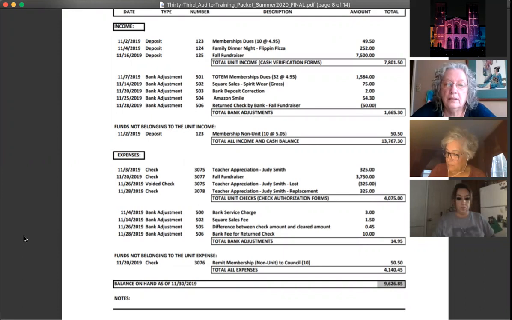And then in your deposits, you may have family dinner nights or fall fundraiser. You want to see that those line items are specified according to the budget. They should be your budget line items.